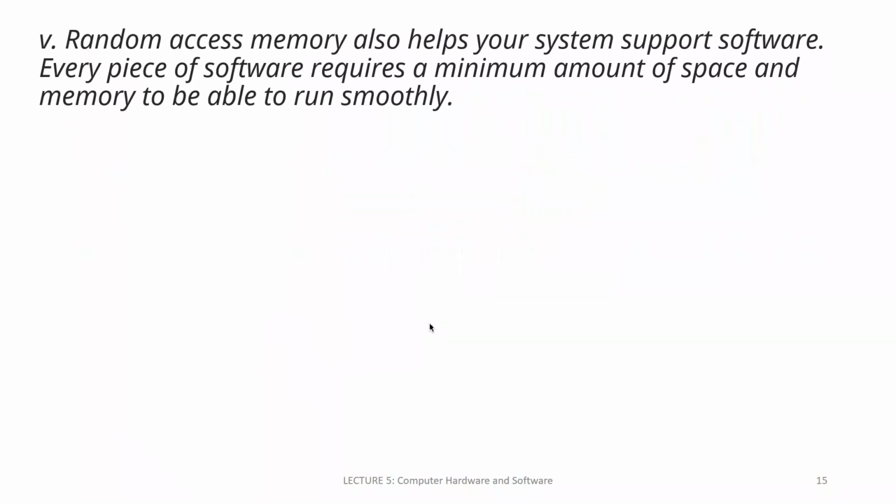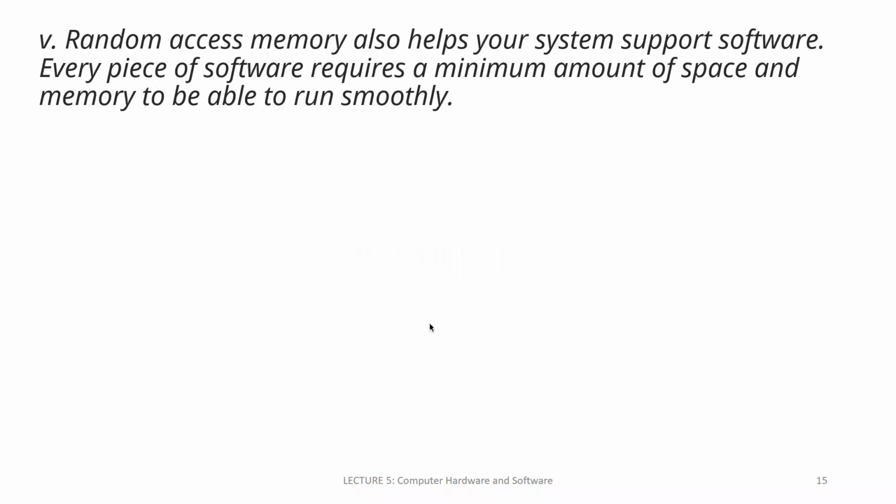It also helps to access memories and helps your system to support the software that you are using. Every piece of software requires some amount of space inside the RAM for it to operate. That's why, when you are buying either your phone or your computer, please consider having a very good RAM, for example, 4 GB RAM and above.